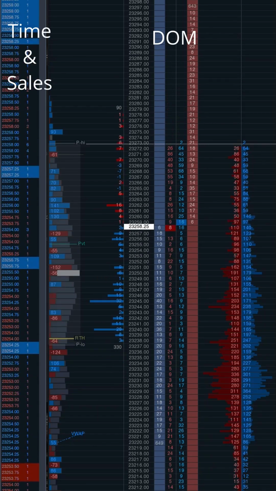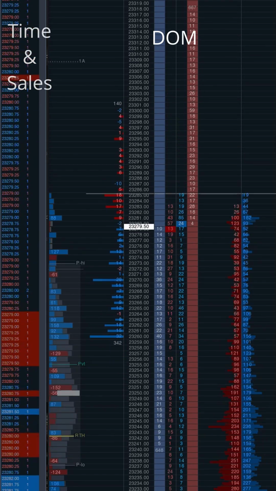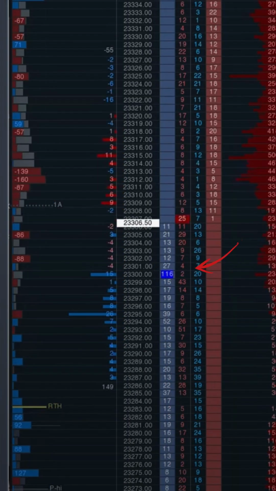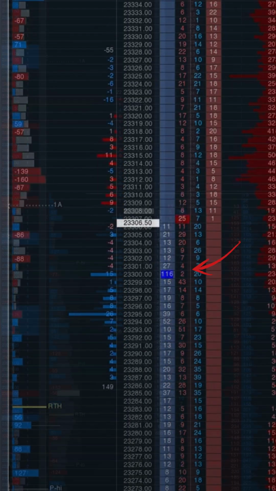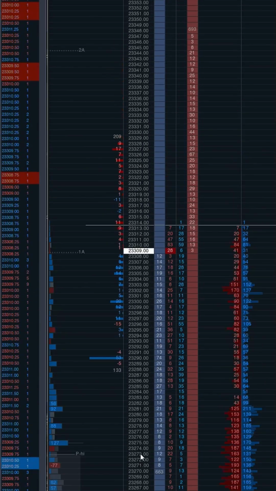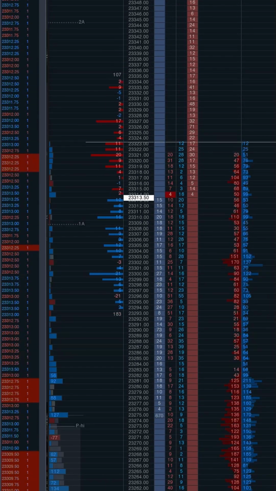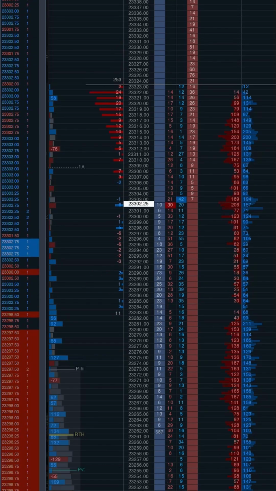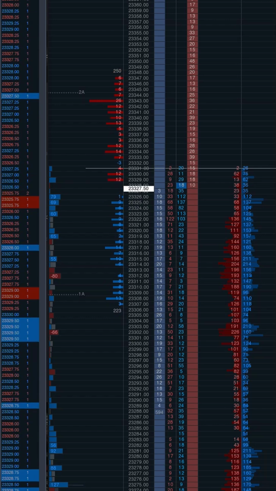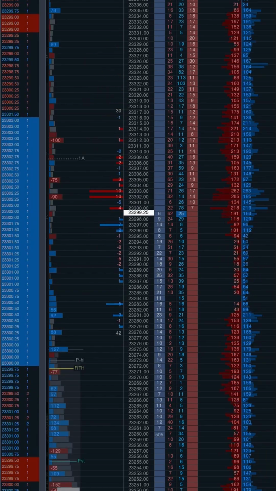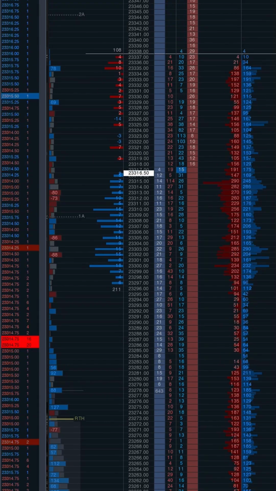DOM, depth of market, shows resting limit orders. For example, a large order sitting on the bid means someone is waiting to buy at that price. Time and sales only shows executed trades, and it always records the aggressor, the side using market orders. So when price trades into that large bid, the only way it can be filled is if market sellers hit that bid. On the tape, those executions are recorded as sell prints, or red.